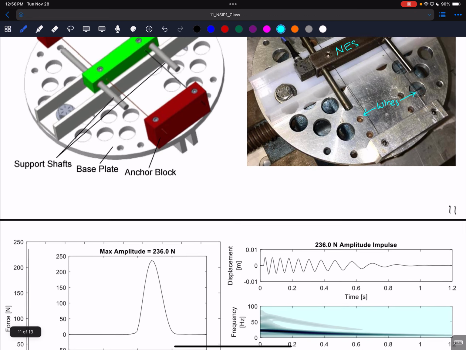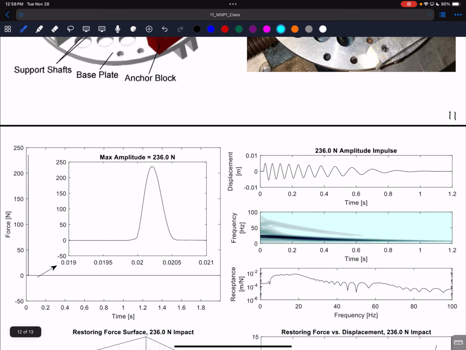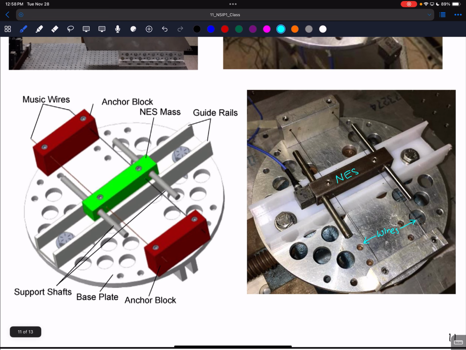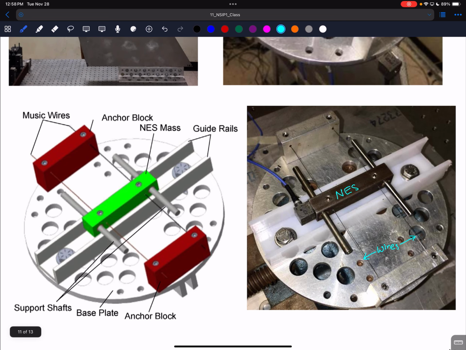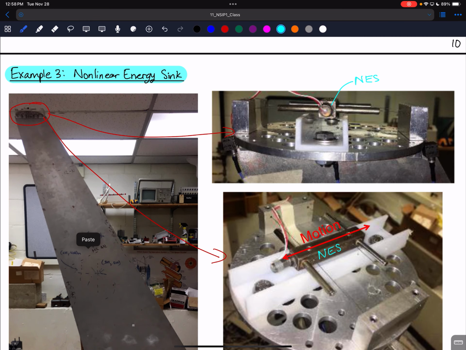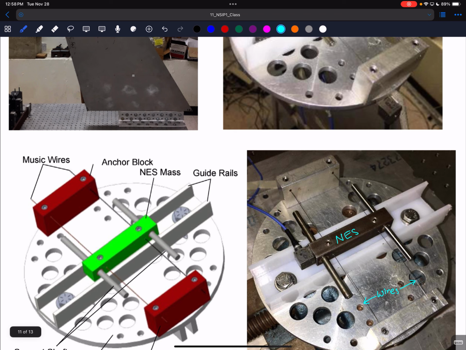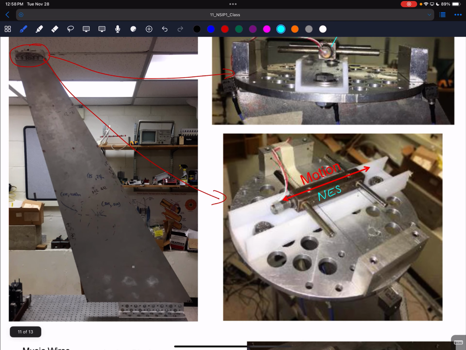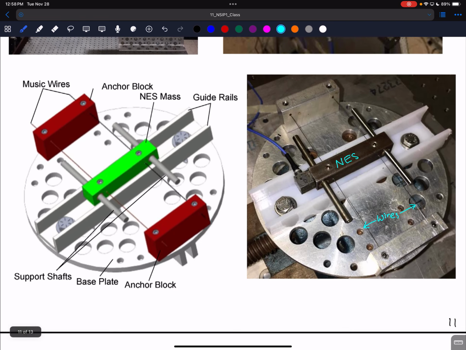Okay, on the next page, I have here the displacement response. Actually, before we go on, I want to mention that to test this NES and to identify it using an RFS, I took it off of the transport wing and then clamped this circular plate to an optical table. So in this case, the NES acts purely as a single degree of freedom. It's not on the wing, so it can't include any motion of that wing.